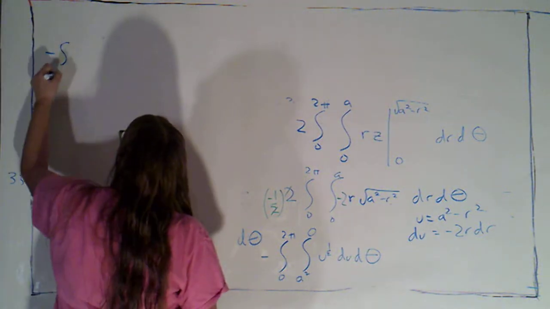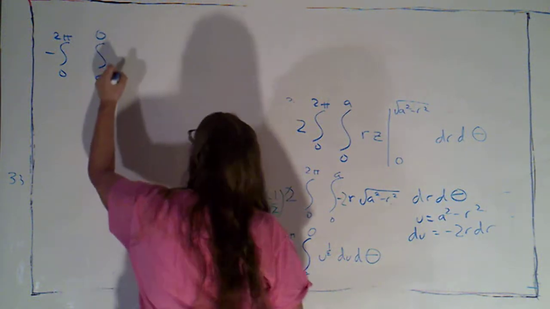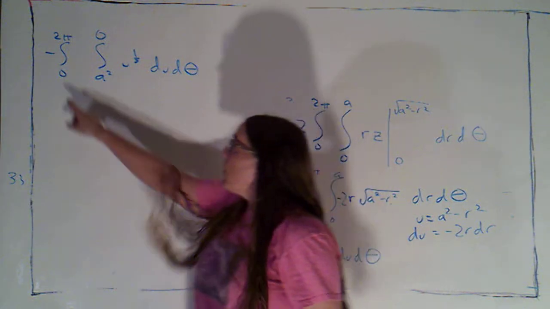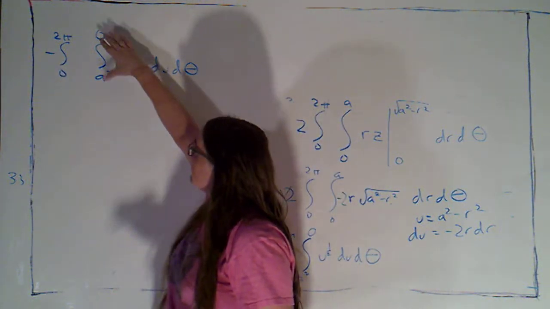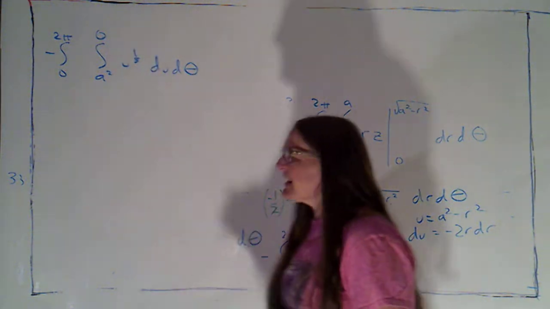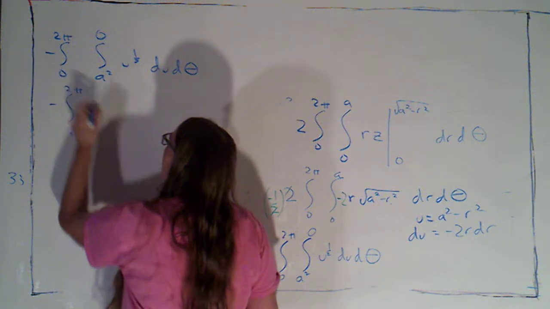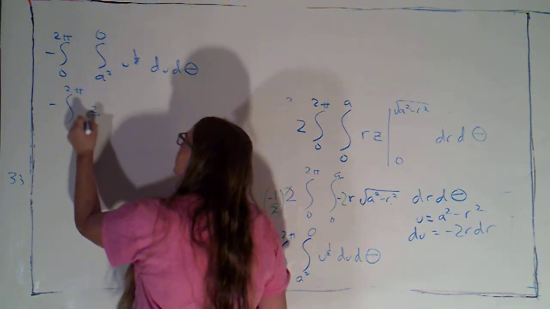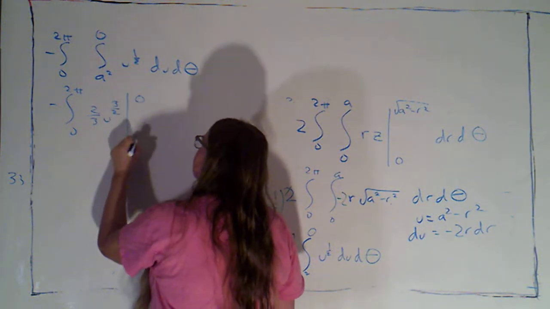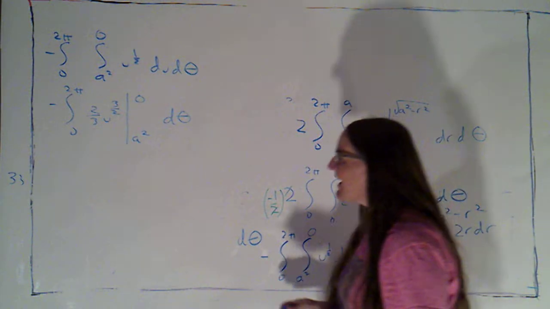So we had negative integral 0 to 2 pi, integral a squared to 0, u to the 1/2 du d theta. If you want, you can use that negative sign, absorb it to flip this to make it from 0 to a squared. I'm just going to keep it as is. So that's negative integral 0 to 2 pi. I'm going to get 2/3 u to the 3/2 evaluated between 0 and a squared. And then we still have to integrate that with respect to theta.